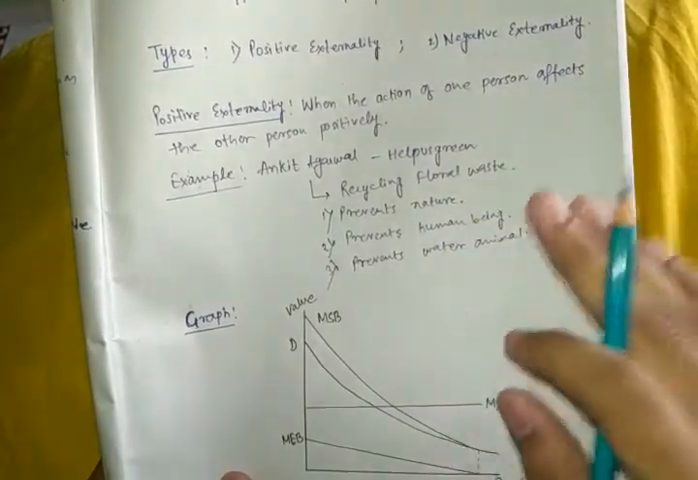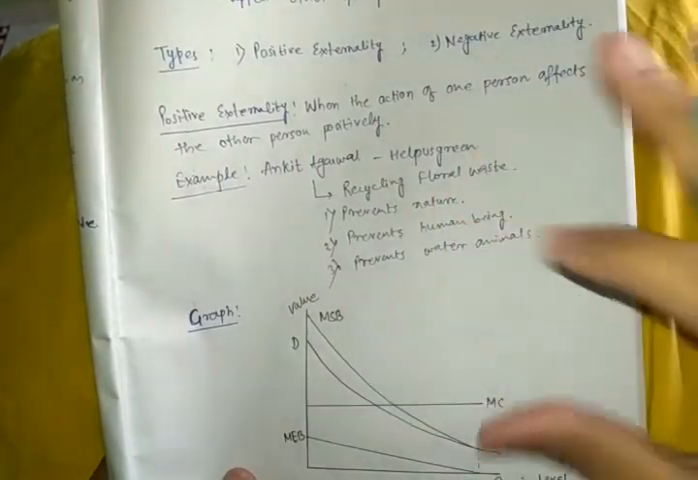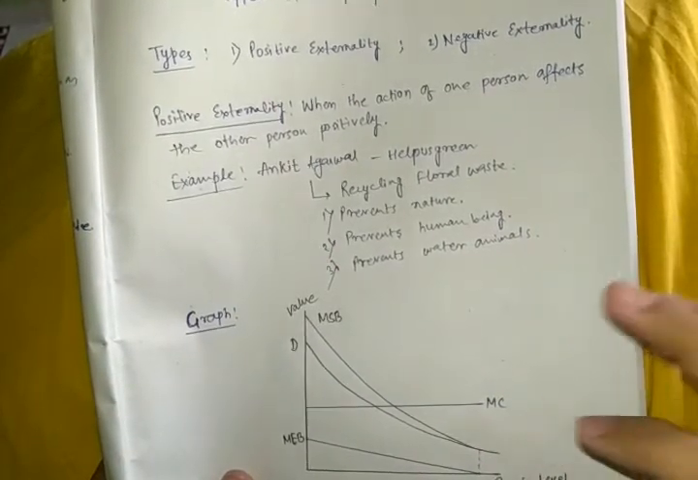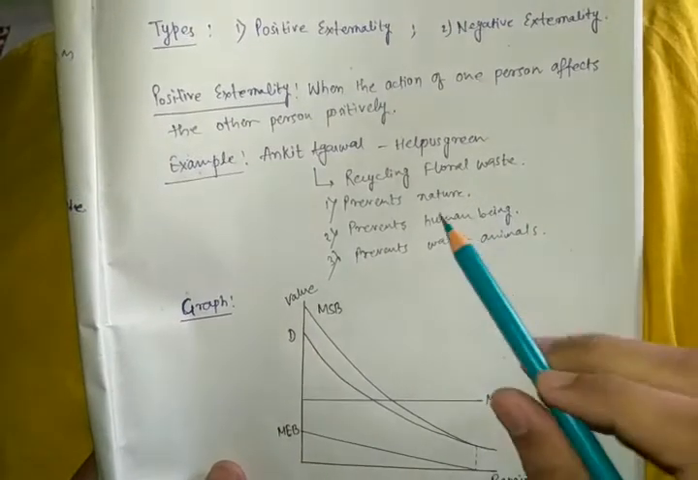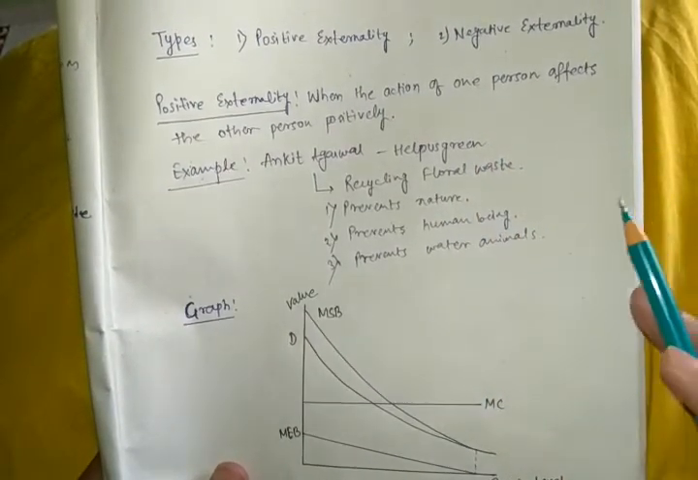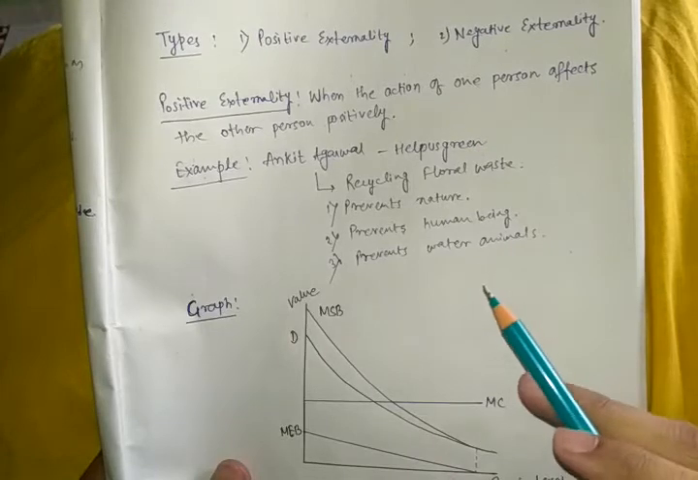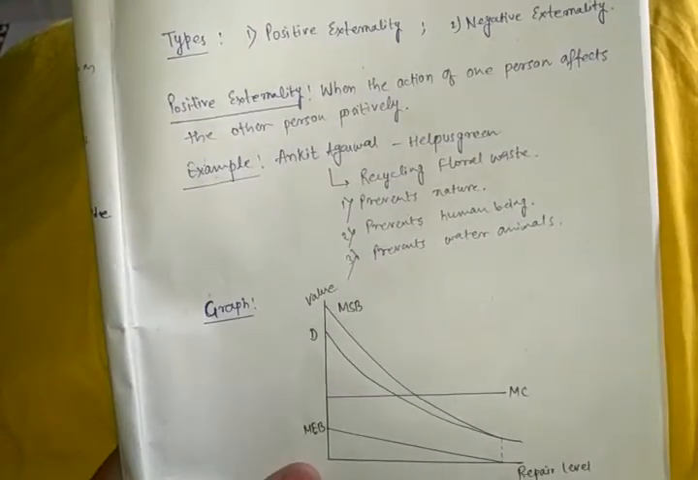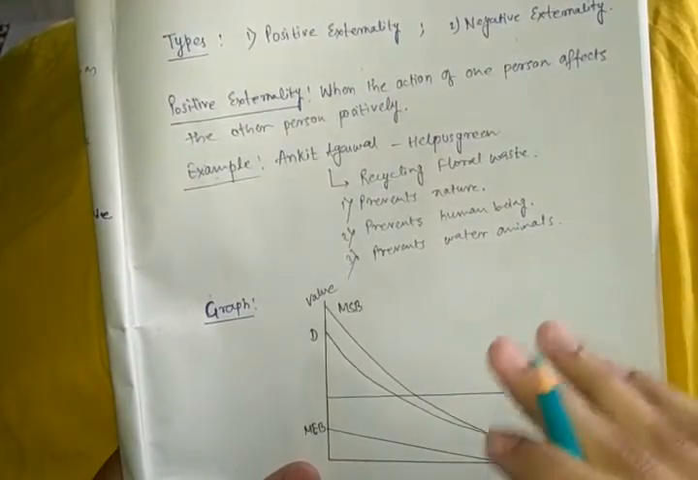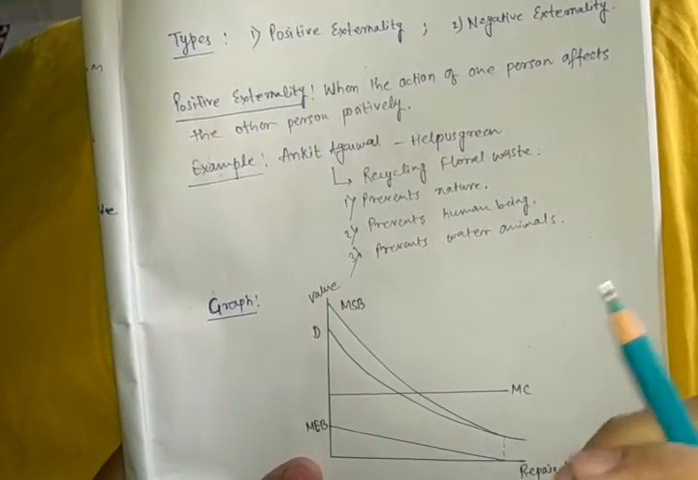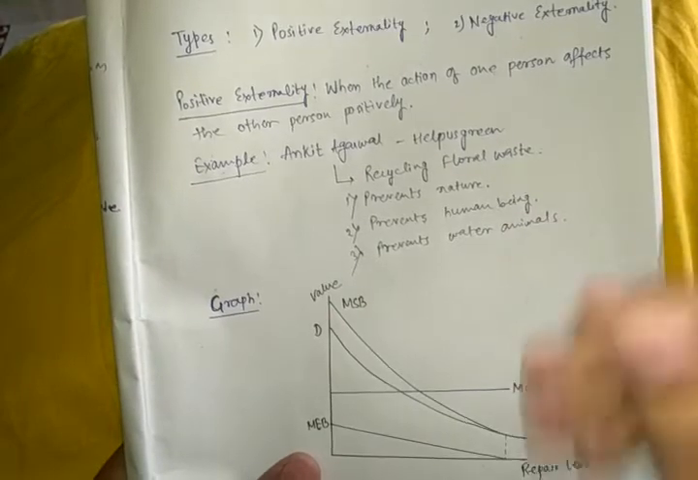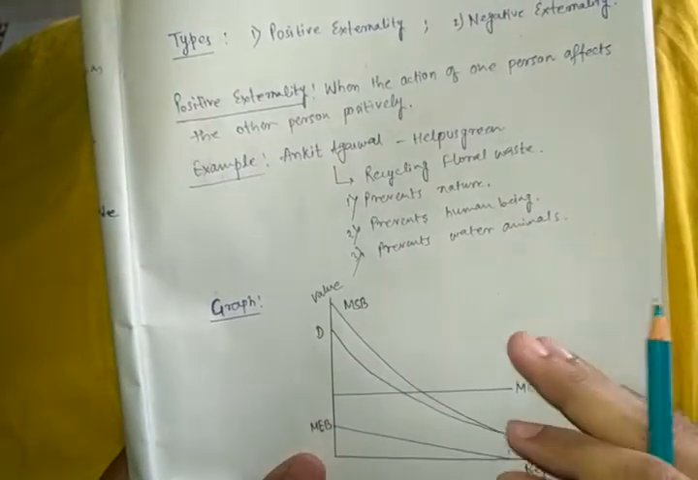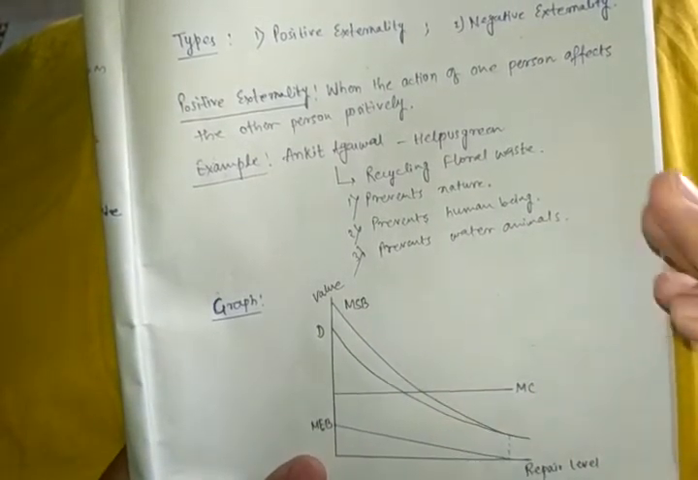So what does Help Us Green do? Basically, they collect only that floral waste and recycle it into incense sticks. Sorry, it is not "intense", it is "incense". Incense sticks in Hindi means agarbatti. So he collects all the floral waste and turns it into incense sticks.